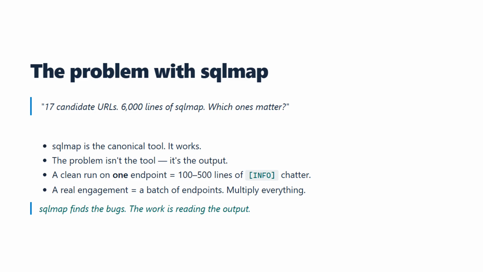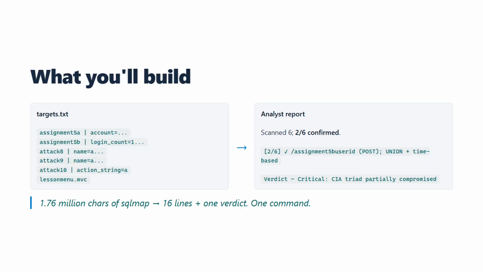sqlmap is the canonical tool. It works. The problem isn't the tool. The problem is the output. By the end of this episode, you'll have a CLI that takes a plain text file of target URLs, runs sqlmap against each, concatenates the outputs, and asks Claude, once, to produce a structured report. Confirmed vulnerabilities, extracted schemas, per-target findings, a plain English verdict you could hand to your engagement lead. The whole flow is one command.